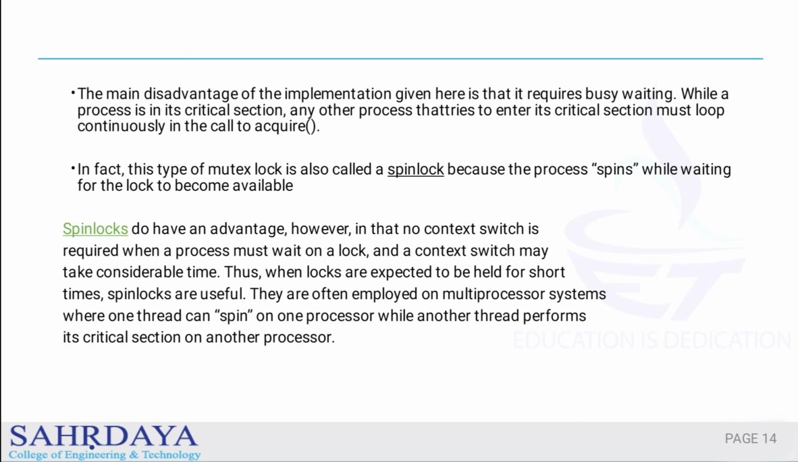This is the main advantage of the spin lock. Spin locks are useful because they are often placed in multiprocessor systems, where they can do two jobs at a time. When one thread spins on one processor, the other thread can perform its critical section on another processor.